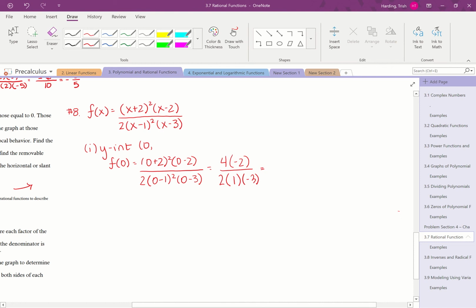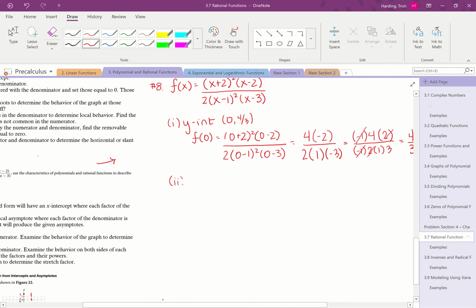I'm going to go ahead and take out these negatives and make them just negative 1s so that I can express things positively. Okay, so notice I can cancel these negative 1s out. I can cancel these 2s out. I get 4 over 3. So my y-intercept is 0, 4/3.